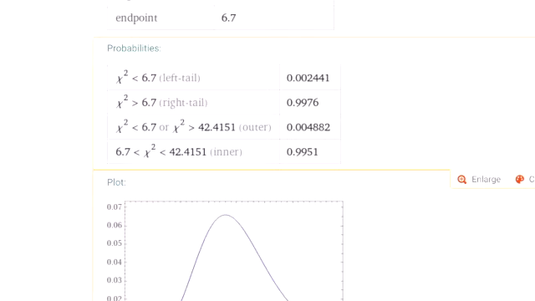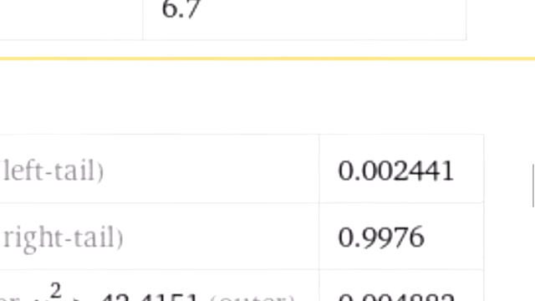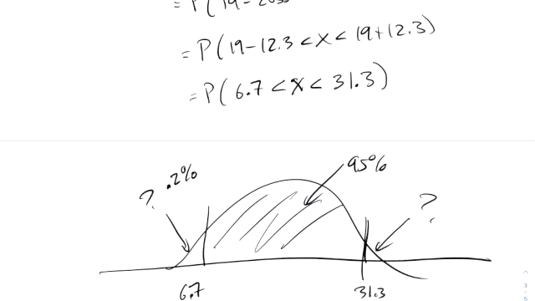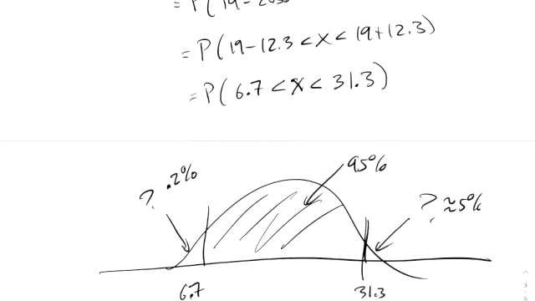Okay, and so here we see it. If you have 20 degrees of freedom and we look at 6.7, then you can see on this chart that there's just a tiny little sliver of area to the left of that. It accounts for 0.2%. Now, if 95% is supposed to be in the middle and we're doing things nice and evenly, then we actually want 2.5% on each side. To the right of 31.3, it's actually 0.051. Okay, so in fact, this is a reasonable confidence interval.